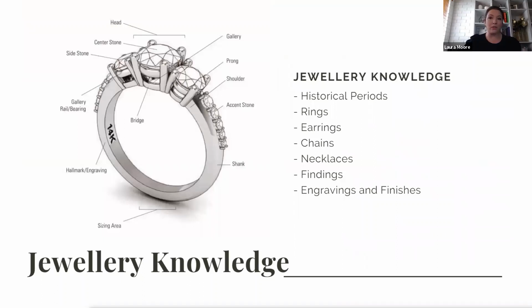Chapter 4 of the JAA Technical Guide goes through jewellery knowledge. This section is also extensive and gives examples of different categories of jewellery. Starting with historical periods of jewellery, as in retro and art deco, this section then goes into the description of rings, earrings, chain, necklaces, findings, and engravings and finishes.